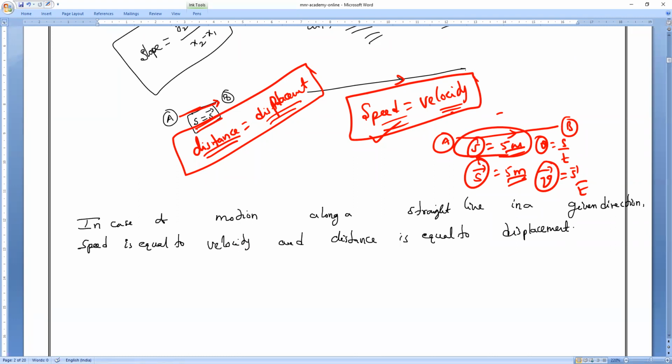Do you understand how to find slope? Slope is equal to velocity or speed.